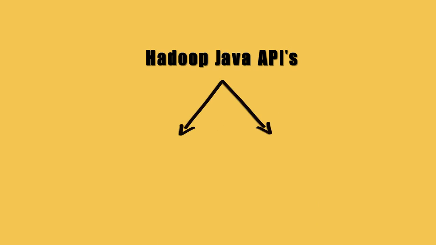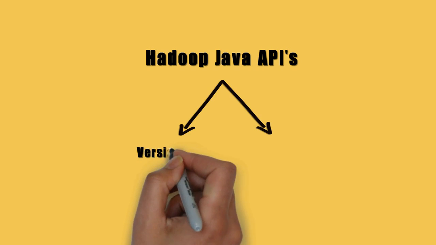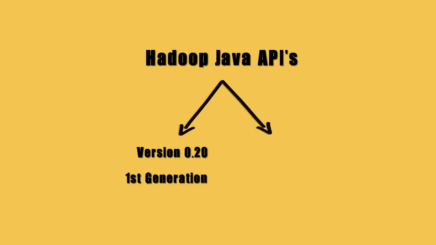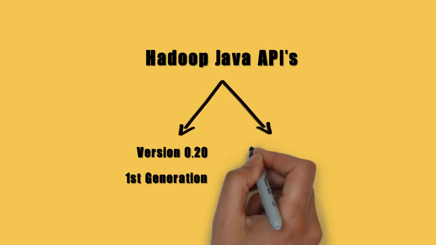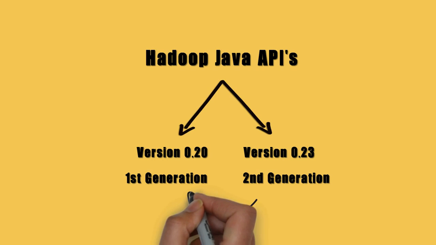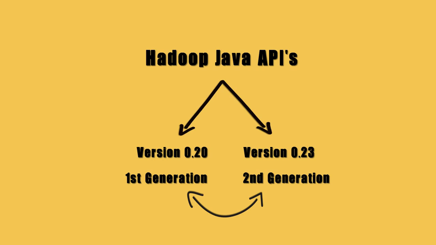The APIs prior to the Hadoop version 0.23 are referred to as first generation APIs, and the Hadoop Java APIs from version 0.23 onwards are referred to as second generation APIs. The second generation APIs support most of the functionality that was present in first generation APIs. In case any of the functionality is still missing, then we can make use of the first generation APIs to support the missing functionality.